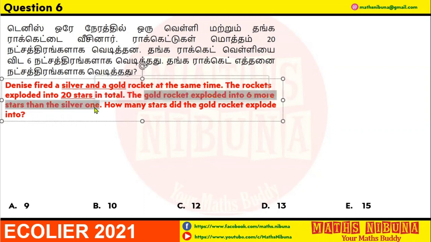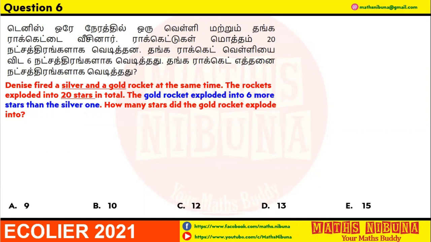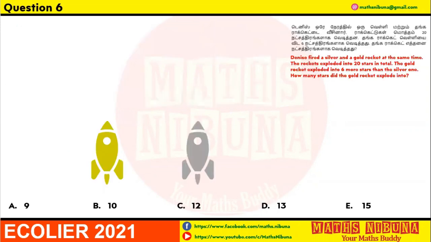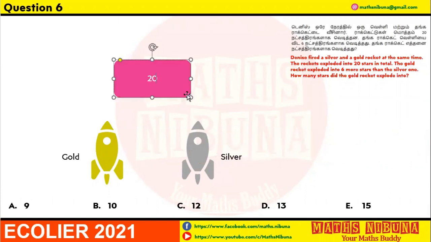I give it a color. The gold rocket exploded into 6 more stars than silver. Now we see how we do this question. Let's say we have 2 rockets. One is gold, I name it gold, and I have, let's say, silver. Two rockets. The total number of stars is 20 total.